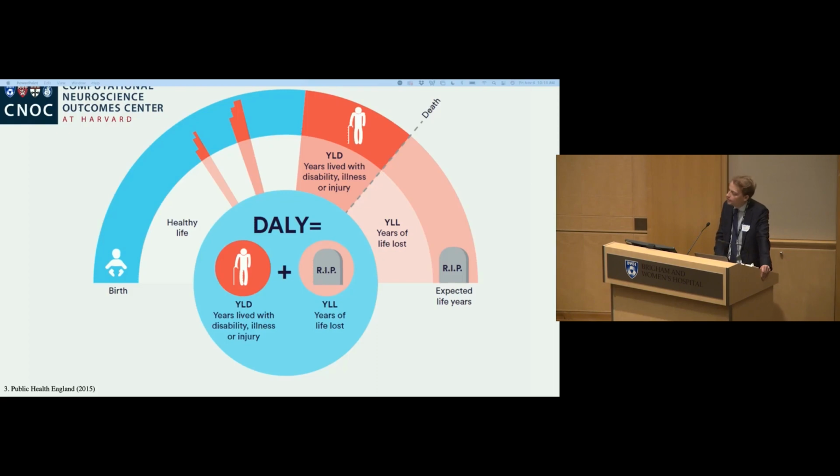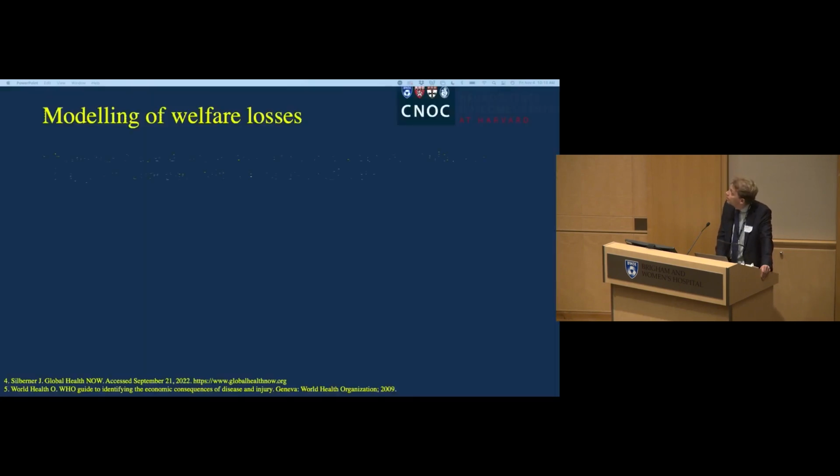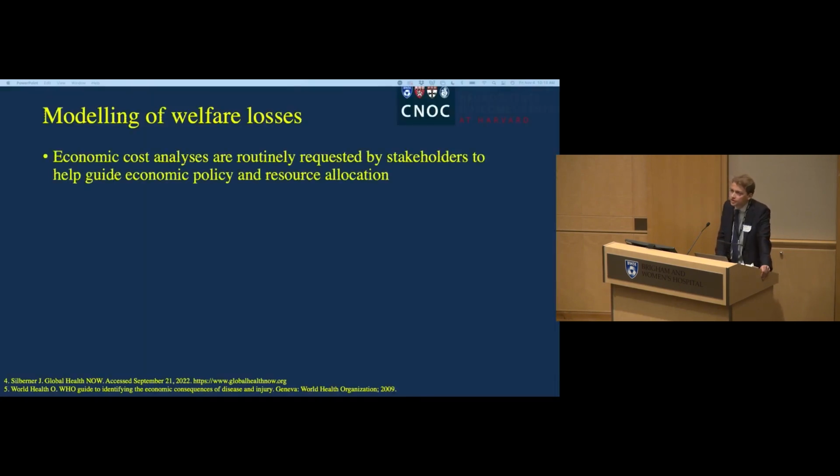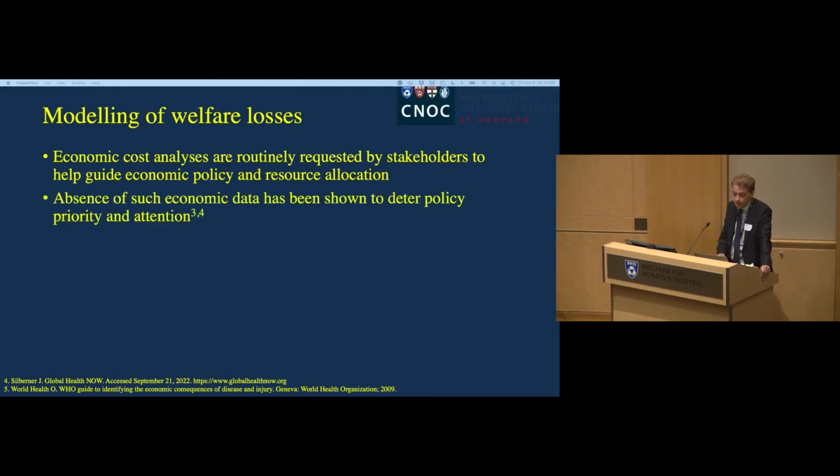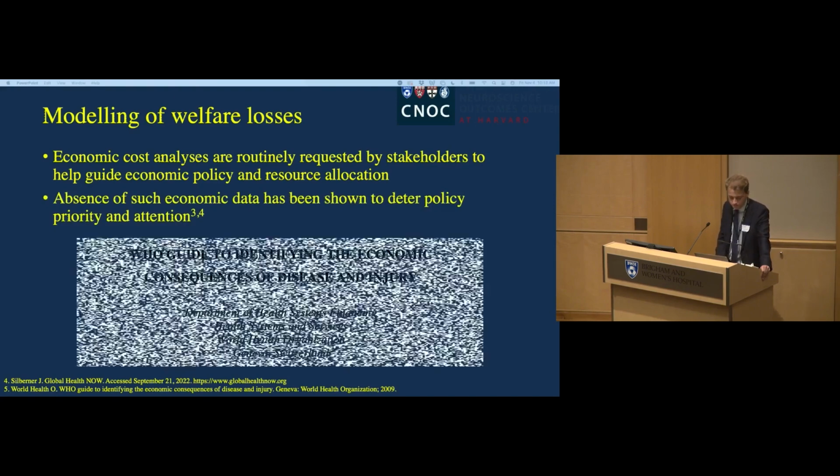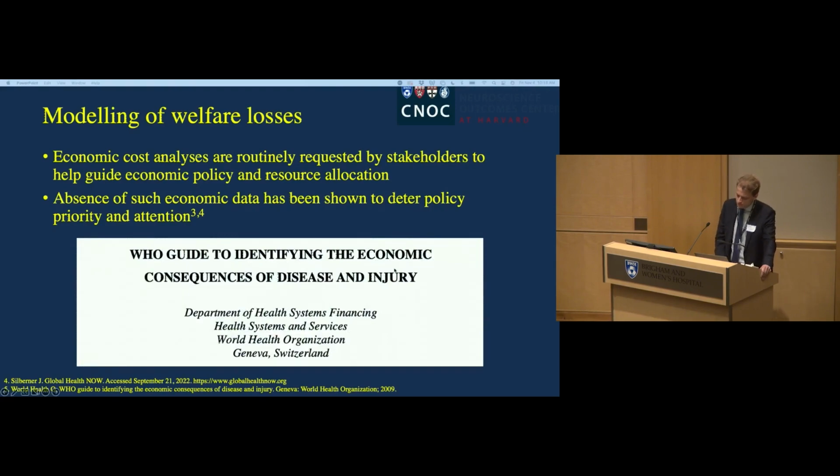disease priority for policymakers. However, a lot of policymakers will request economic data specifically, and it's been shown that the absence of such data deters both policy priority and attention. So this was the guide by the WHO, which outlined various methods to estimate these macroeconomic disease burdens. And what we really wanted to do is use the different DALYs that have been determined by the Global Burden of Disease study and assign an economic unit to those years.